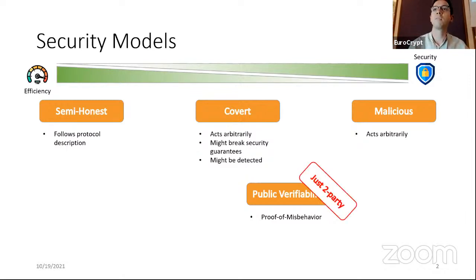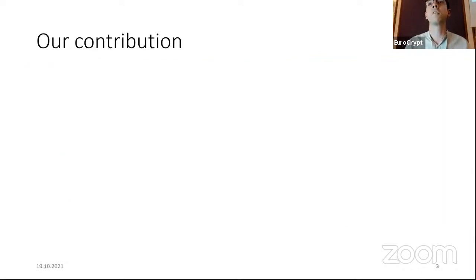Previous work mainly focused on the two-party setting for PVC MPC, while we want to focus on the multi-party setting. In particular, we present a compiler which transforms any semi-honest secure protocol into a PVC one. So let me give you a short overview of our contribution.